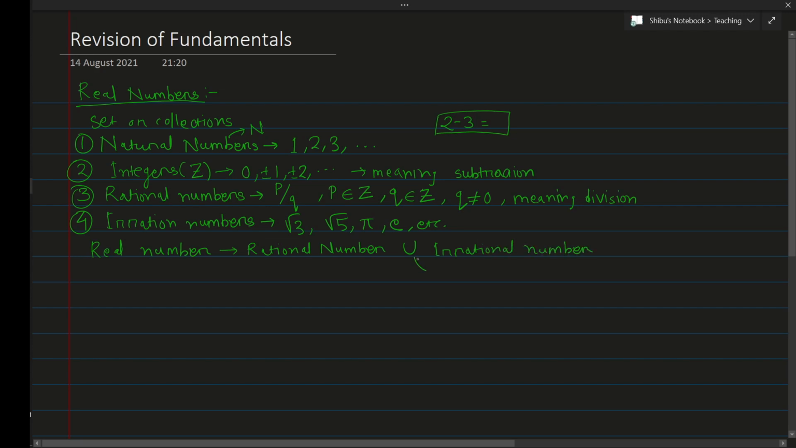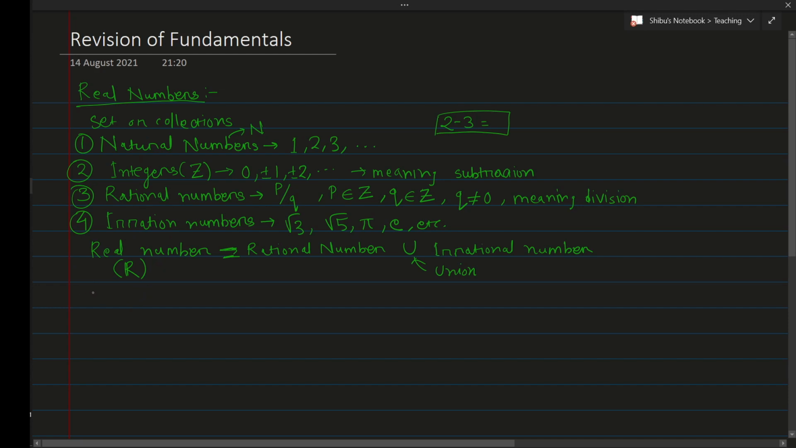This symbol is the symbol of union in set theory. So it means this set of real numbers contains all elements of rational numbers and all elements of irrational numbers. Now we denote this real number set as R, and yeah, this contains all these four classes of numbers.